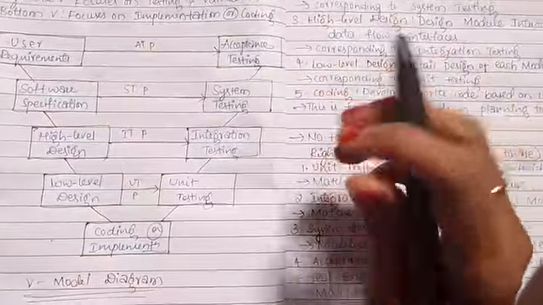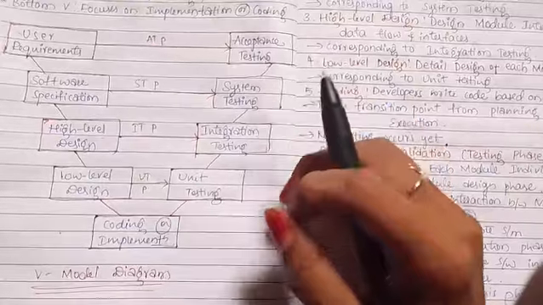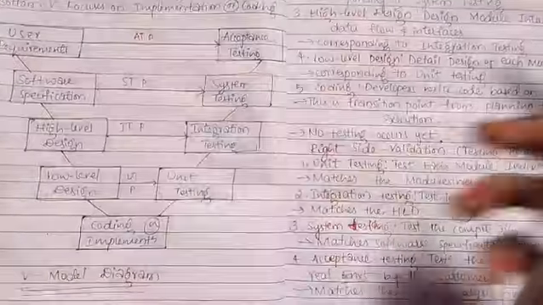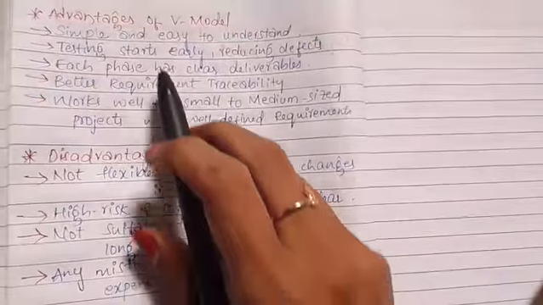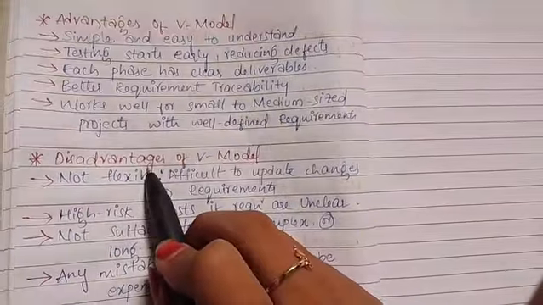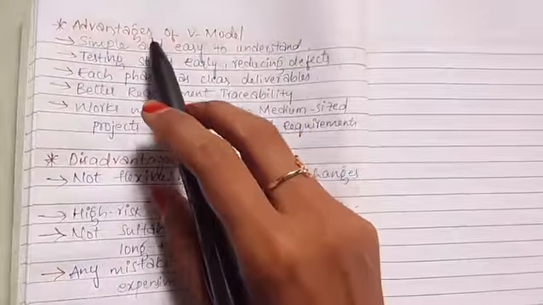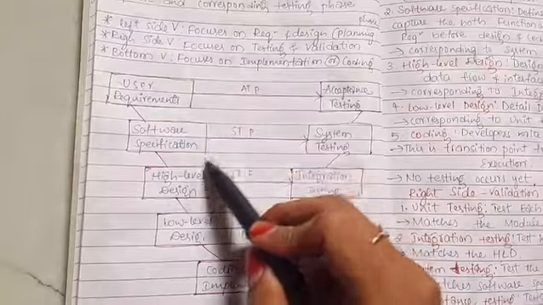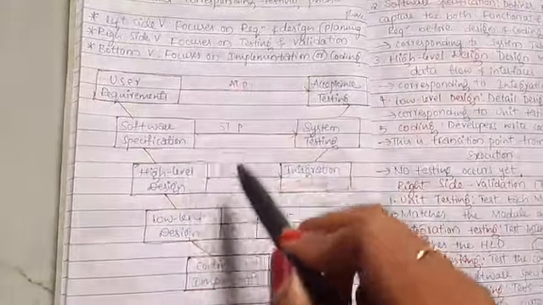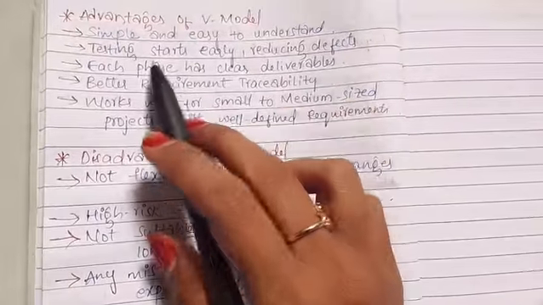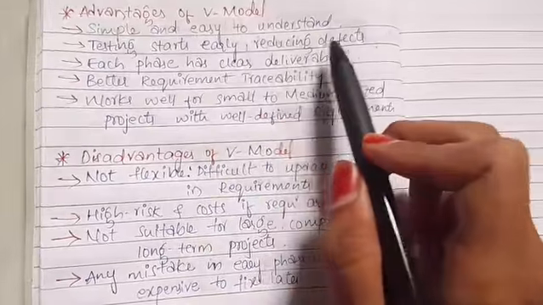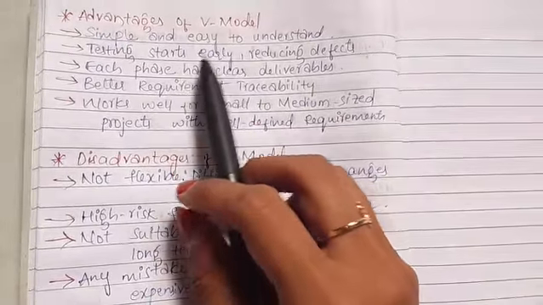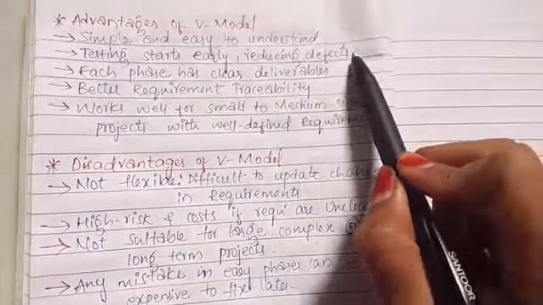Let us see the advantages and disadvantages of this V model, and where we use it. The advantages are: simple and easy to understand, because you can see the diagram and understand it step by step. Testing starts early, so we can easily reduce the defects.